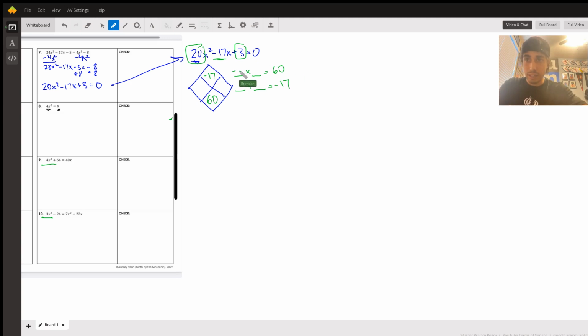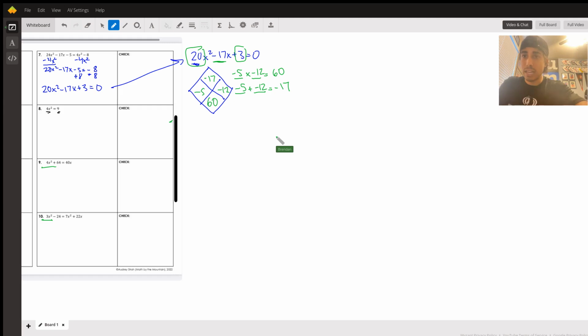Here's your answer. Negative 5, negative 12. Those are going to add up to negative 17, and they're going to multiply to 60. So we've got our numbers. Now it's time for the box to find those actual factors.